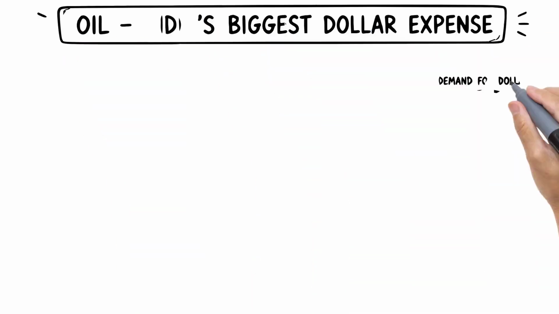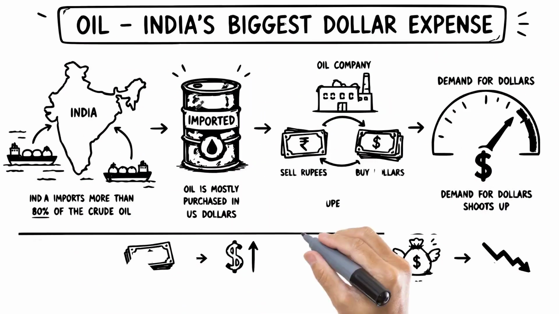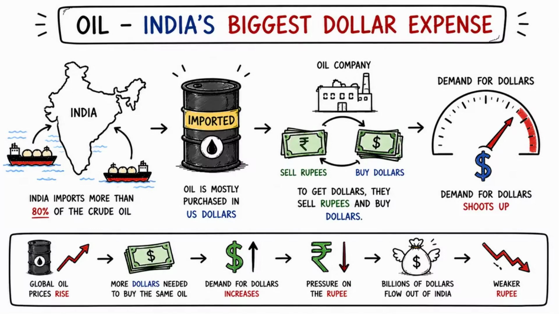India imports more than 80% of the crude oil it consumes. And here's the catch: oil is mostly purchased in US dollars. Imagine global oil prices suddenly rise. Indian oil companies now need more dollars to buy the same amount of oil. To get those dollars, they sell rupees and buy dollars. This increases demand for dollars and puts pressure on the rupee. When oil prices remain high for months, billions of dollars flow out of India. That's why rising oil prices are often followed by a weaker rupee.